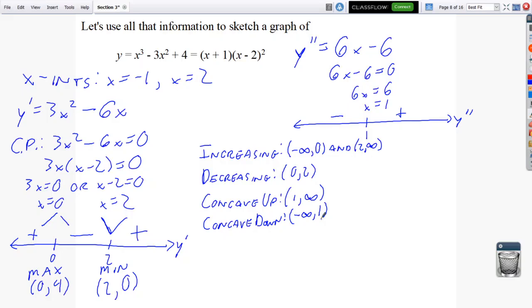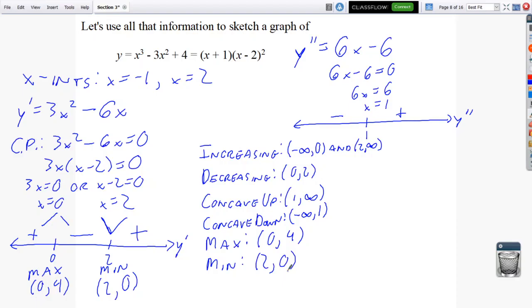Even further, I can figure out my maximum and my minimum. My local max, again, I don't know if it's an absolute max, is going to be at 0, 4. So we have a maximum value at x equals 0. I'm just abbreviating it by putting the point down. And my minimum is at 2, and it is 0.